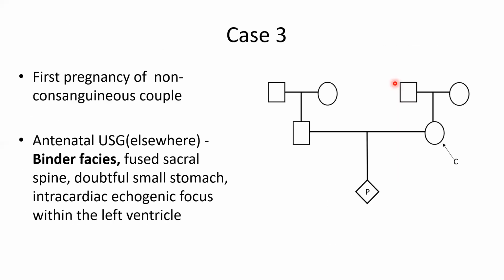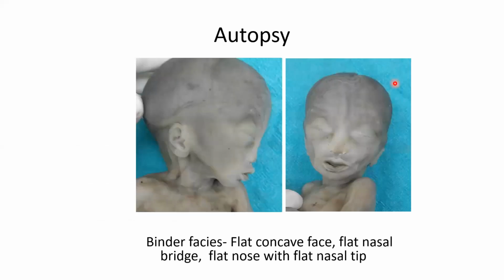So this is the third family. Here this is a non-consanguineous couple and the first pregnancy. Antenatal ultrasound was done outside, and that suggested binder faces, fused sacral spine, doubtful small stomach, and intracardiac echogenic focus within the left ventricle. They came to us with the ultrasound findings, and the pregnancy was terminated, and they came for fetal autopsy. Fetal autopsy also confirmed these findings, and here we can see in the first image the flat concave face, flat nasal bridge, and this flat nasal tip suggestive of binder faces.